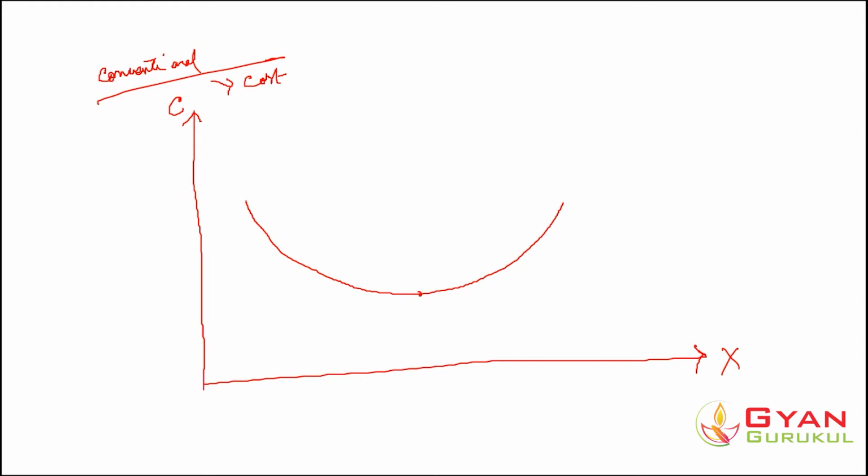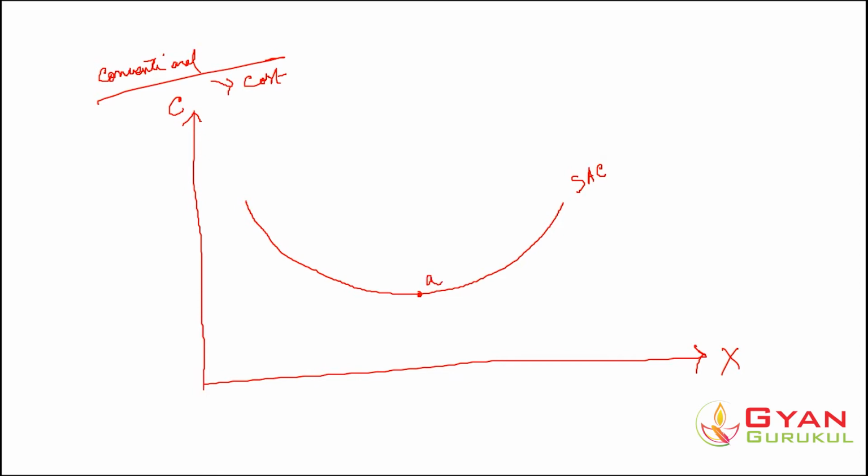cost curve. Let's say this is the short run average cost curve of a firm, representing a particular plant size. In this case, the optimal plant size is achieved at the lowest minimum point of this SAC curve. Let me denote this point as point A.